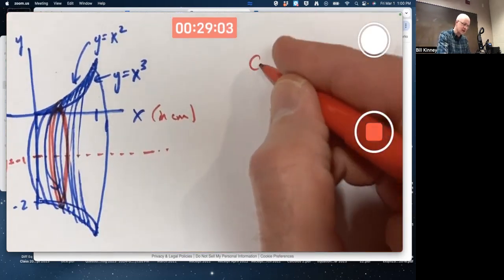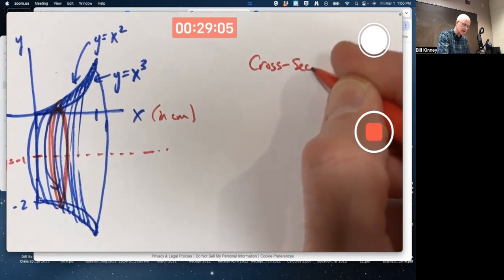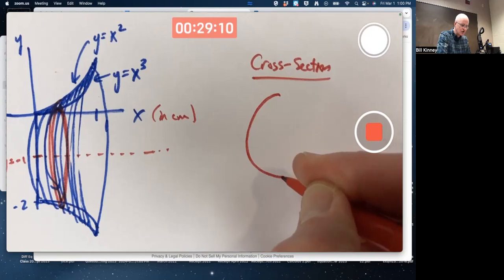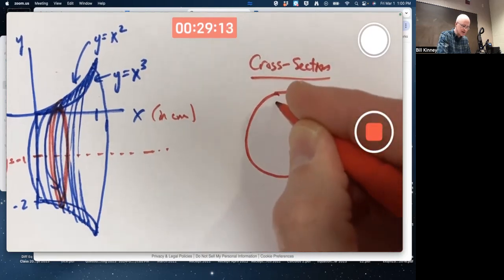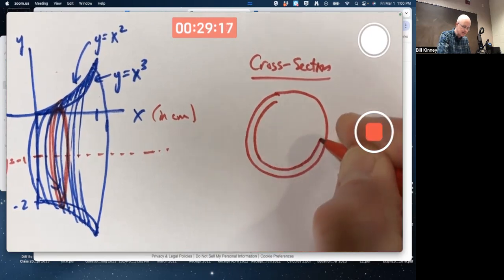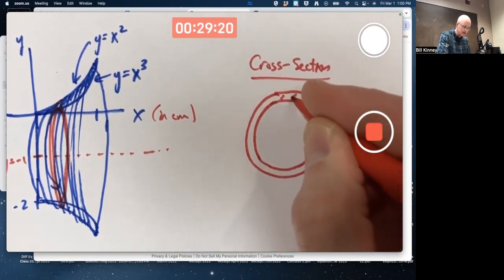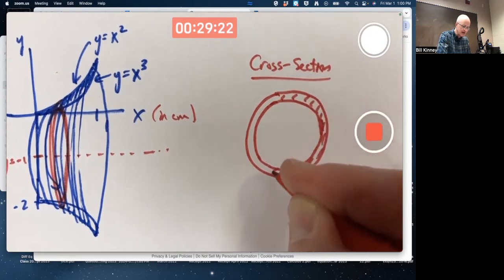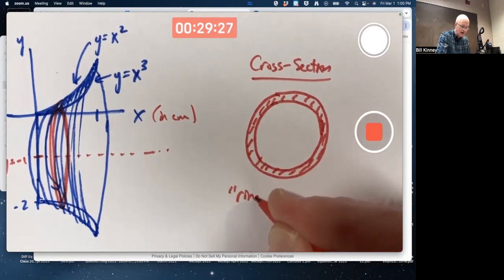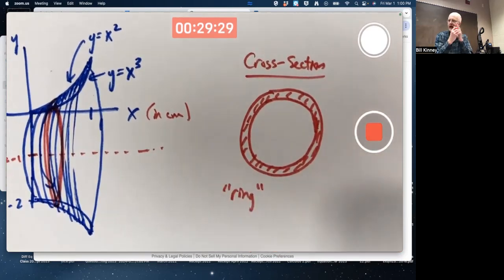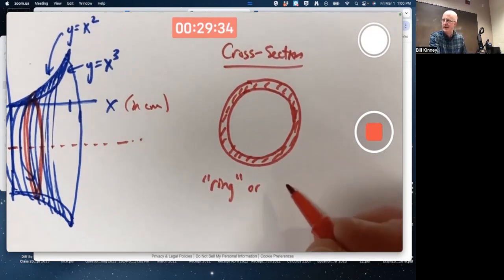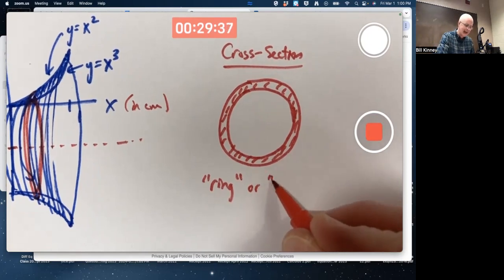What is the cross section here? It's the region between two circles. That's what an arbitrary cross section looks like. This region between two circles. You might use different words to describe it. You might call it a ring because it looks like a ring. Well, the more official mathematical name for a ring is an annulus.